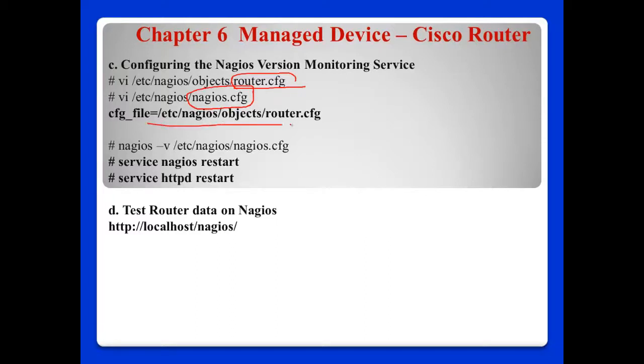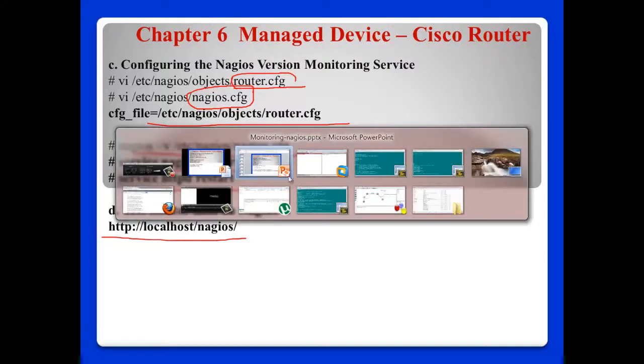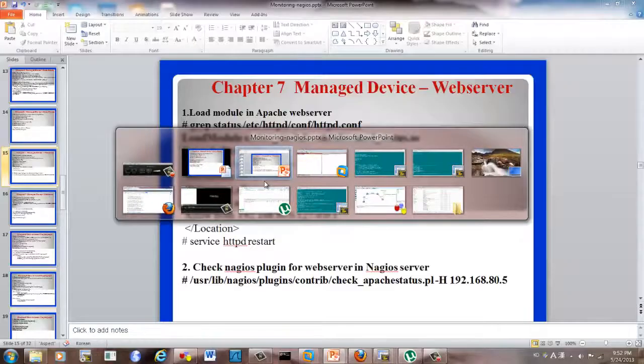In my case, I will register it like this. And after that, we have to verify the main configuration file of Nagios, then restart Nagios and restart the web server. After that, we can check or test router data from the Cisco routers on Nagios using this. Okay, then let's start here.